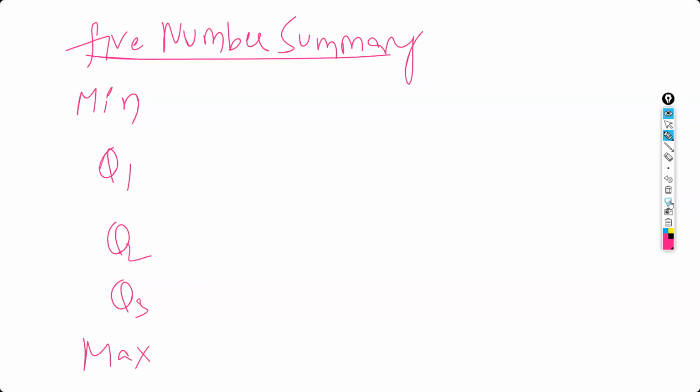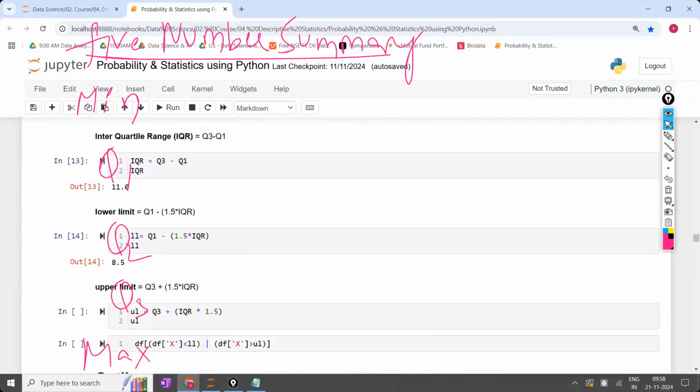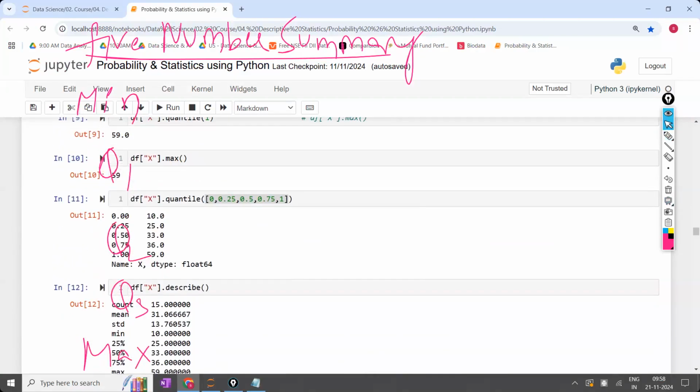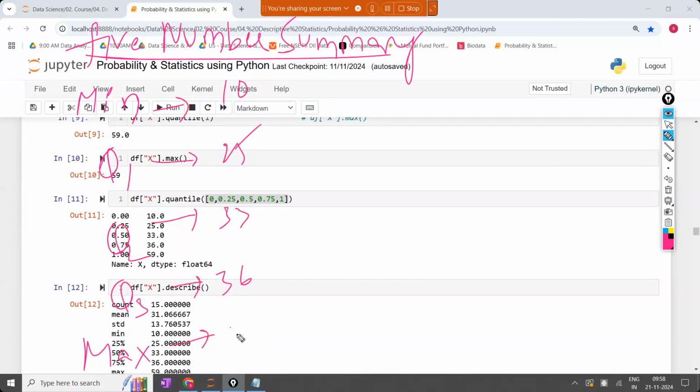Now, for the given data set, I have calculated the Q1. The minimum value is 10. Q1 value is 25, Q2 is 33, Q3 is 36. Maximum value is 59. So here we have completed all the 5 numbers for the given data set. I'm writing the 5 numbers.